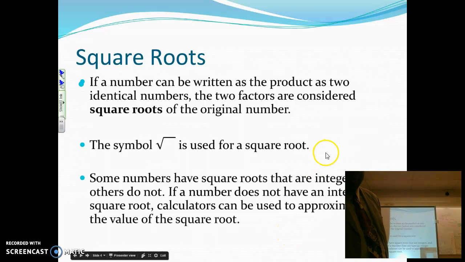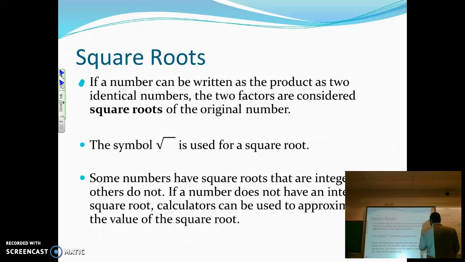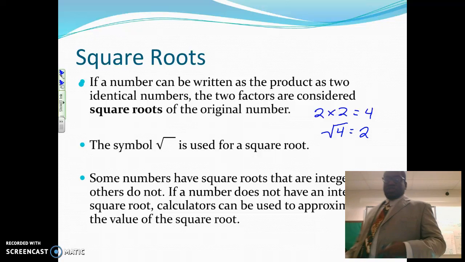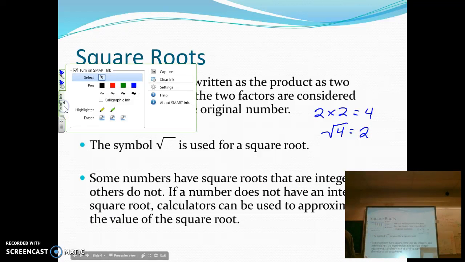So we know that one number that has a square root, for example, is the number 4. And the reason why is because we can multiply 2 times 2, and when we do 2 times 2, that gives us 4. So 2 times 2 equals 4. So the square root of 4 equals 2, because that number can be multiplied twice in order for us to get 4.